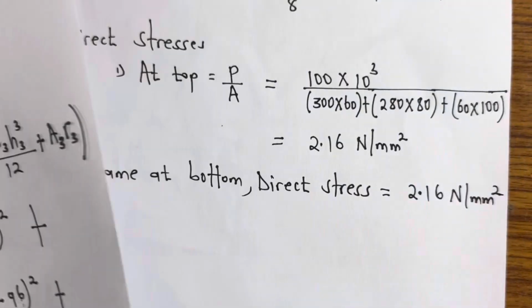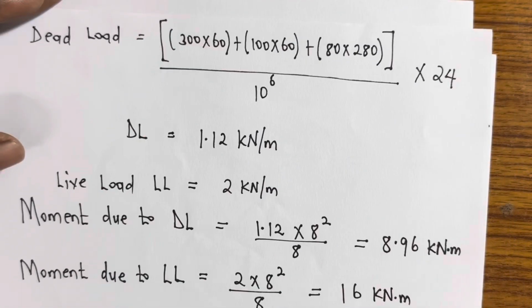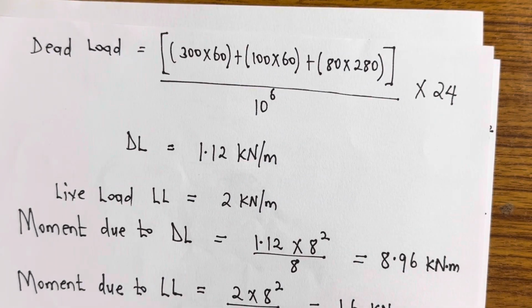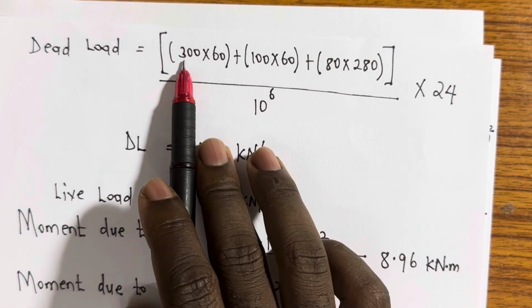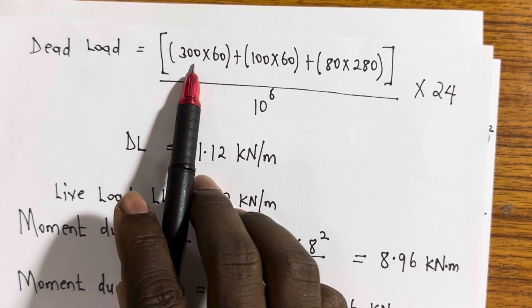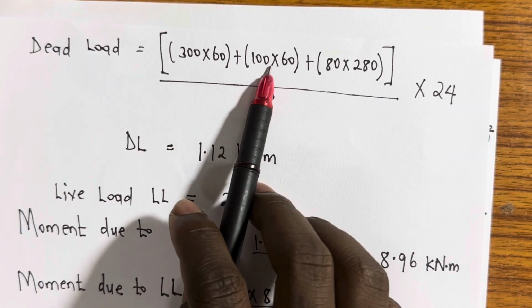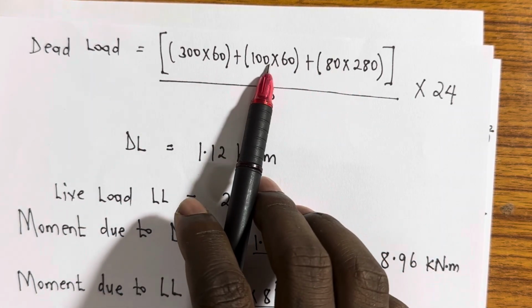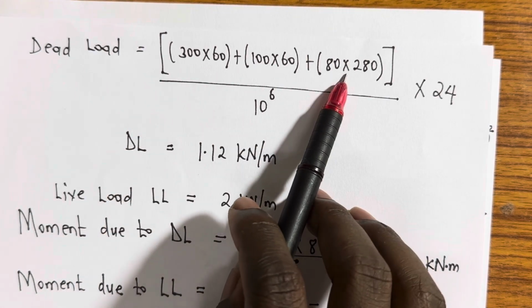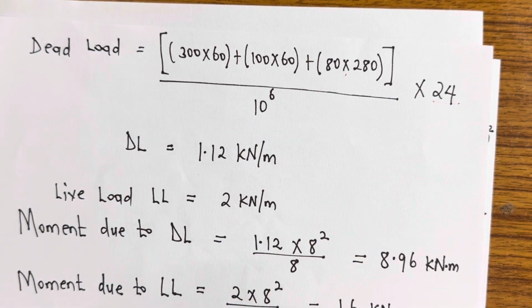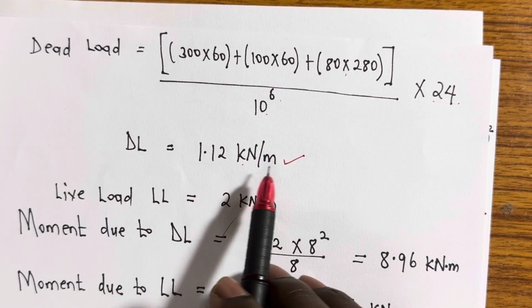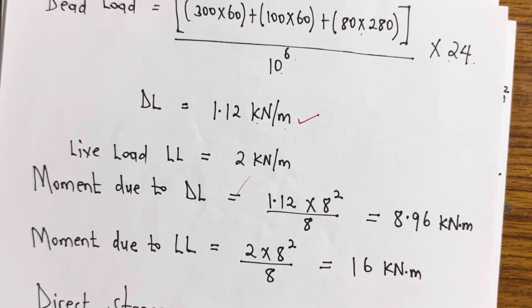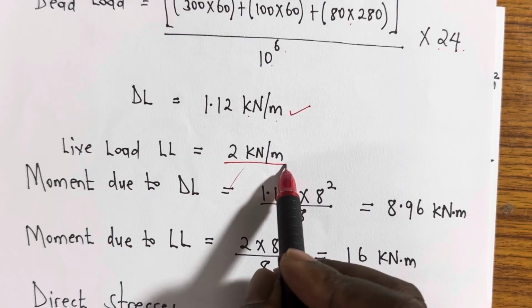So let's proceed and find what we call the dead load. The dead load is obtained from the area of the whole section, which is the area of the upper flange, the area of the web, then the area of the bottom flange. So this is the total area times the density. It gives us what we call the dead load. Why is it divided by 10 to power 6? It is just to convert it to kilonewton per meter. Then the live load is given in the question as 2 kilonewton per meter.